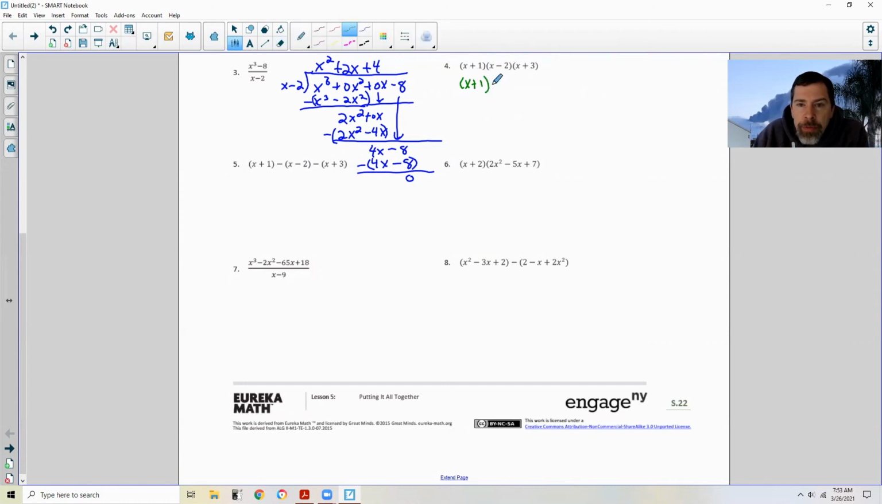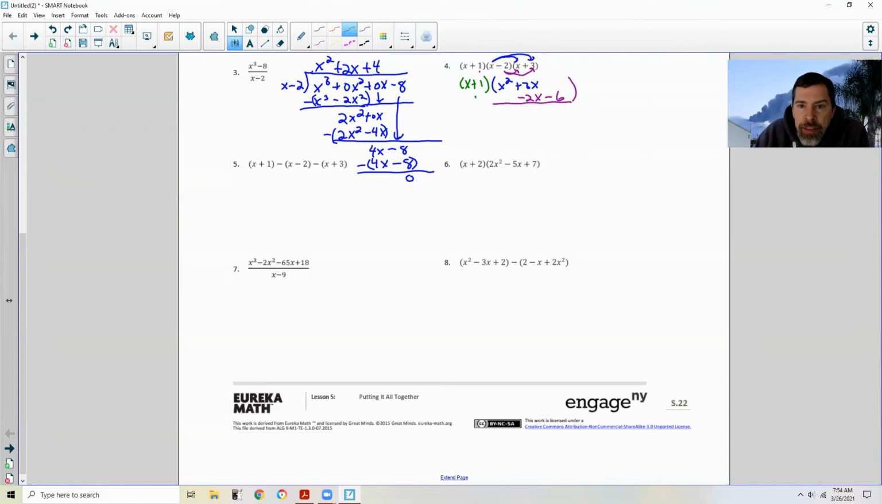And what I'm going to do is I'm going to work these here. So I'm going to distribute the x, and I'm going to get x times x is x squared. X times 3 is a positive 3x. And then I'm going to distribute the negative 2 times x is going to be negative 2x. Negative 2 times 3 is minus 6. So notice how I lined them up just like the last problem. So we're going to combine these.